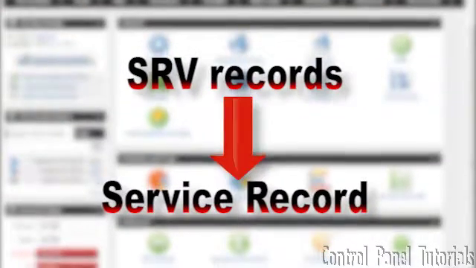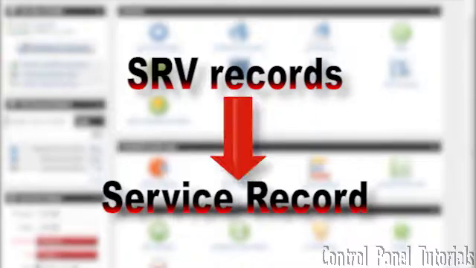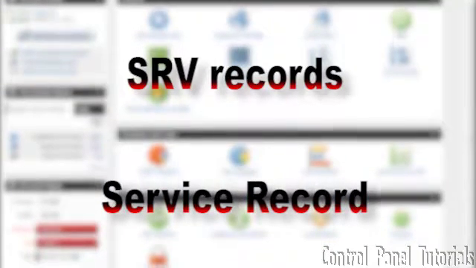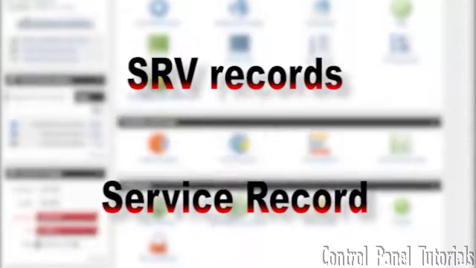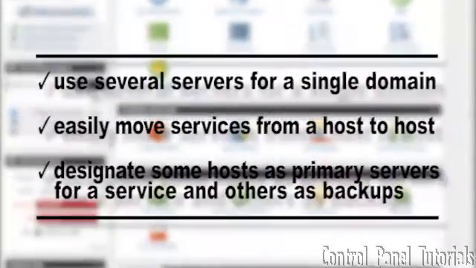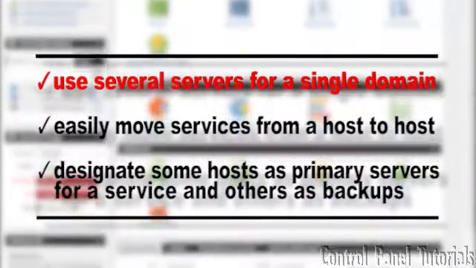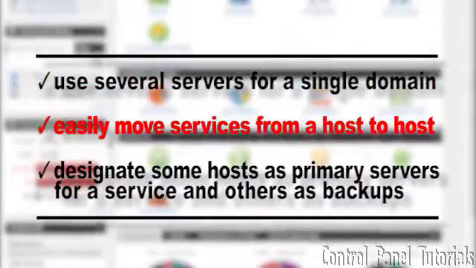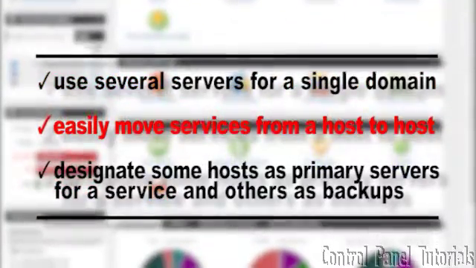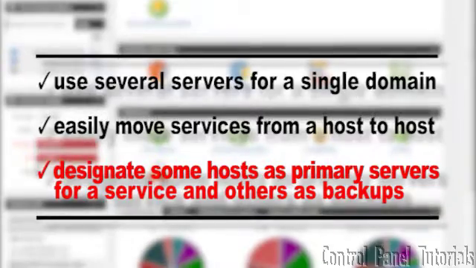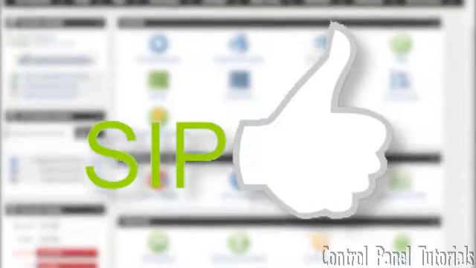SRV records, standing for service records, enable the location of services that are outside of the standard type of DNS records. The SRV resource record allows you to use several servers from a single domain, to move servers from host to host easily, and to designate some hosts as primary servers for a service and others as backups.